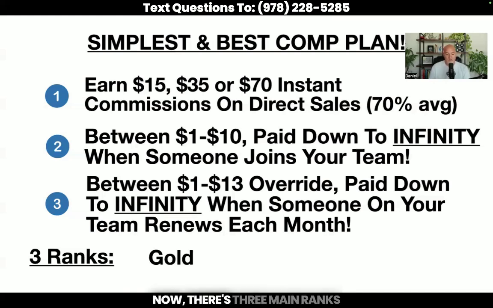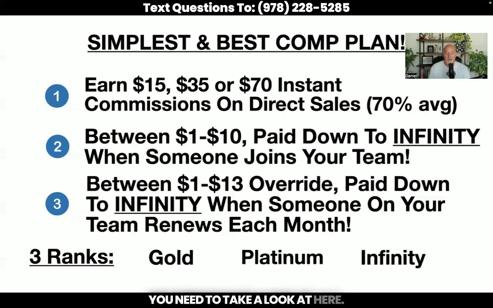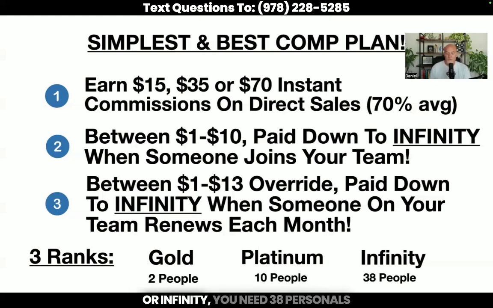Now, there's three main ranks you need to take a look at here inside of myEcon. You have gold, platinum, infinity. Okay, infinity is when you can literally get paid to, you guessed it, infinity. In order to get to gold, you need 2 personals. Platinum, you need 10 personals or 10 people on your team. For infinity, you need 38 personals or 38 people total on your team. And the minimum requirement for you to make each of these levels is you only need 2 personally sponsored.